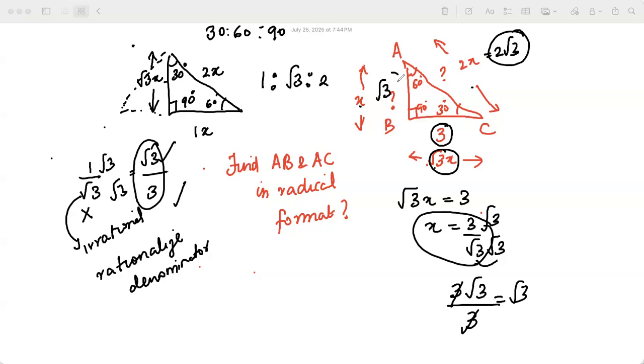Any questions, guys? Was it clear? Harshita, was it clear? Yeah. Okay, good. Avyuk, was it clear?